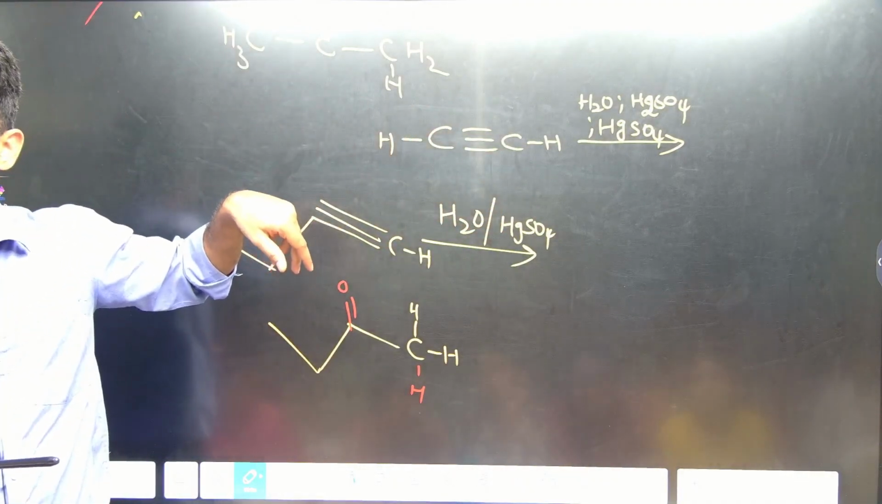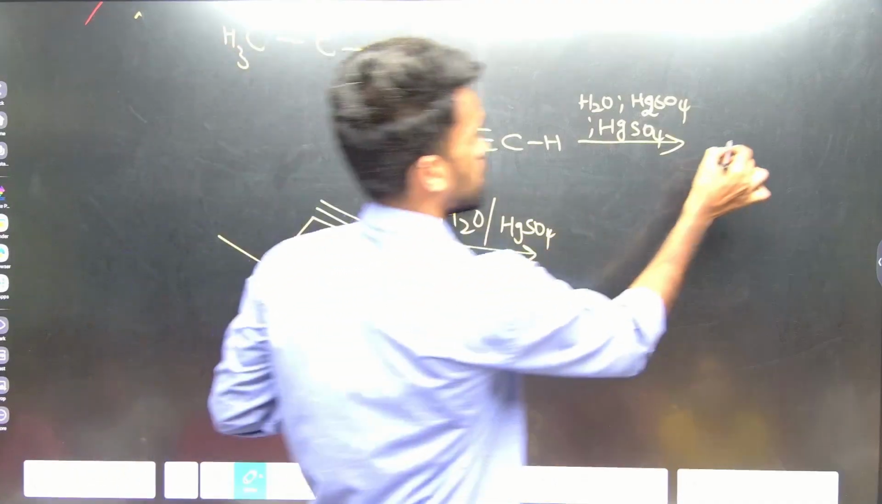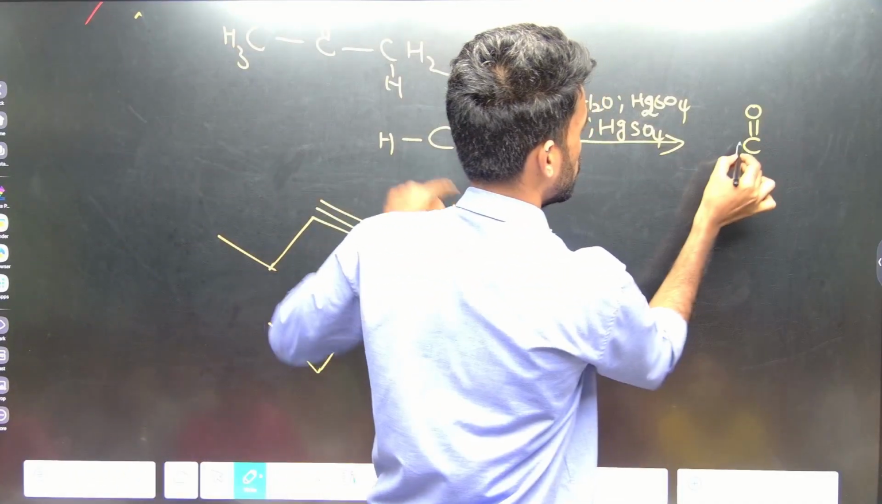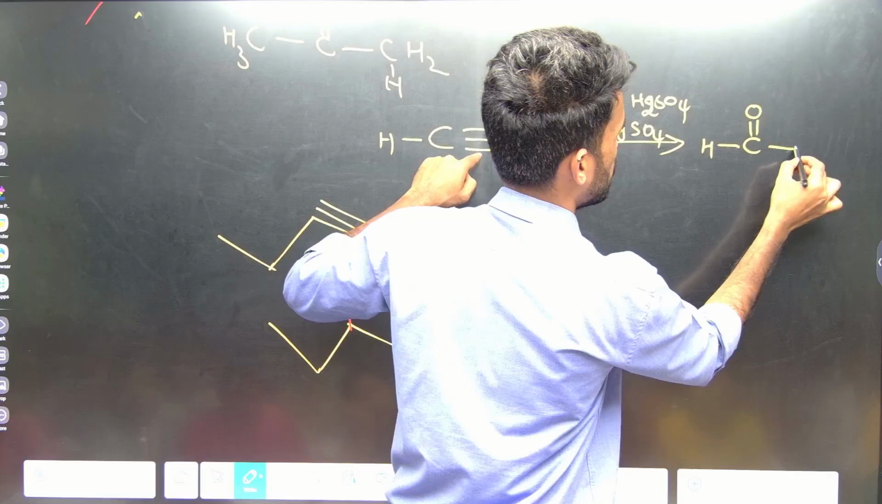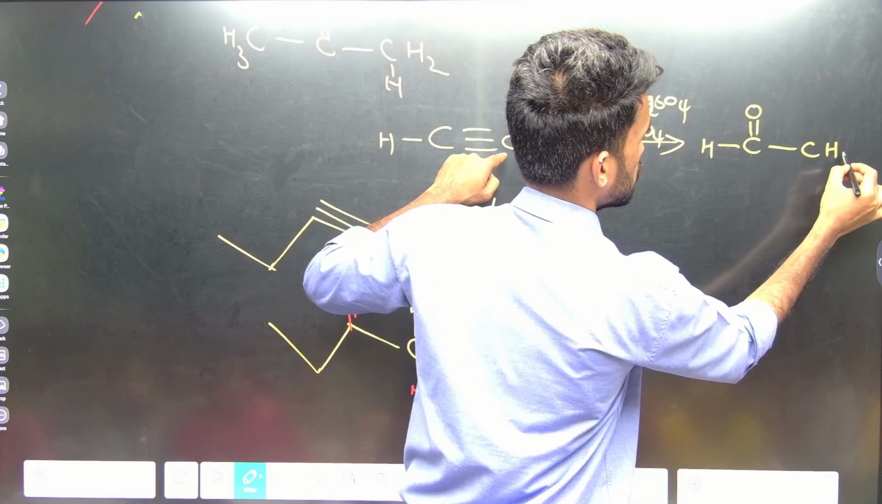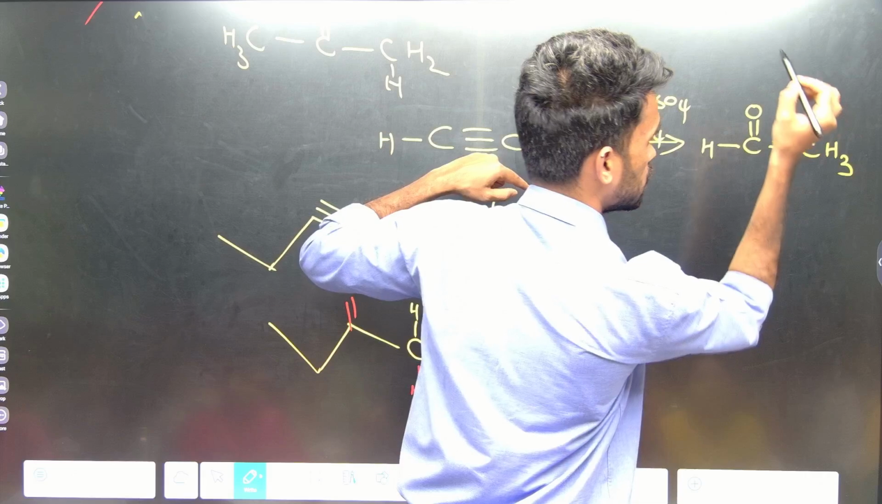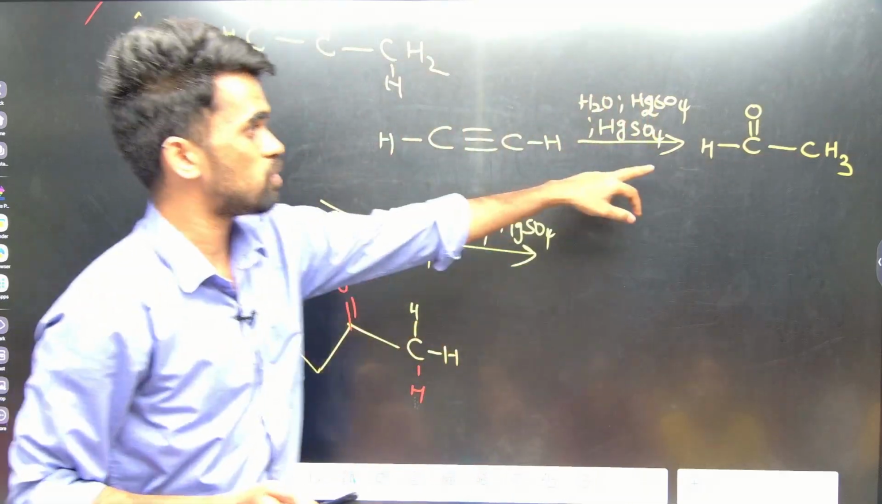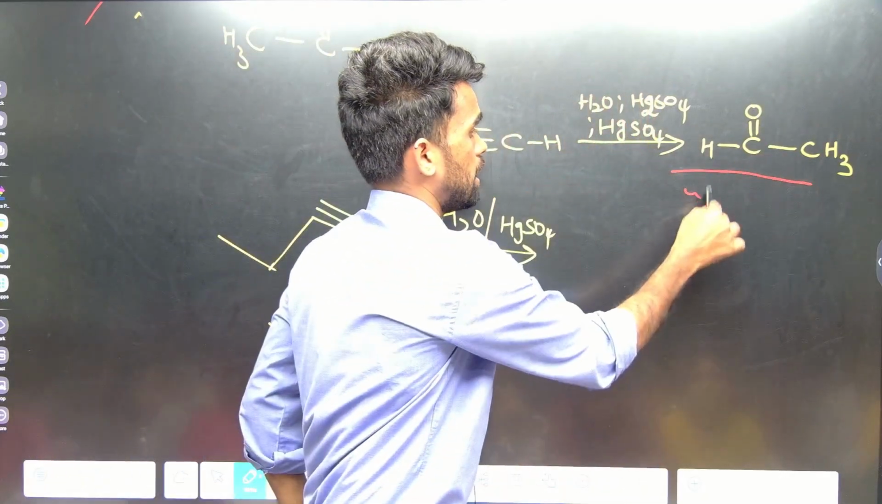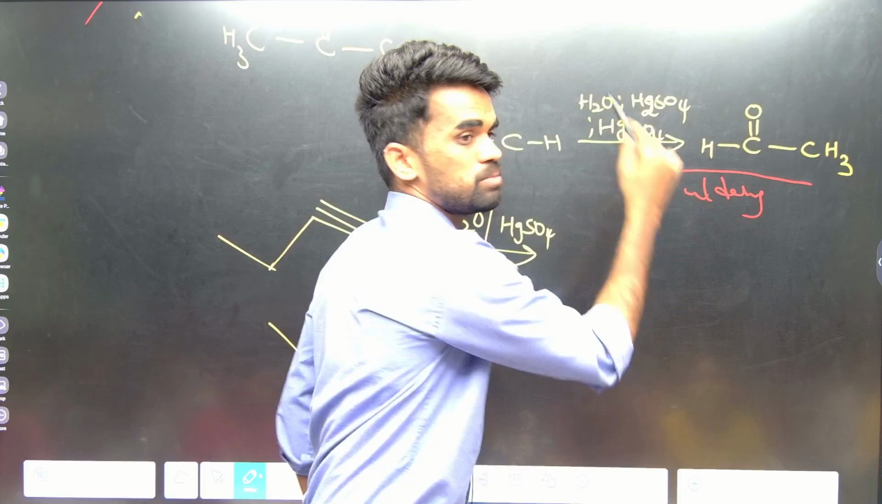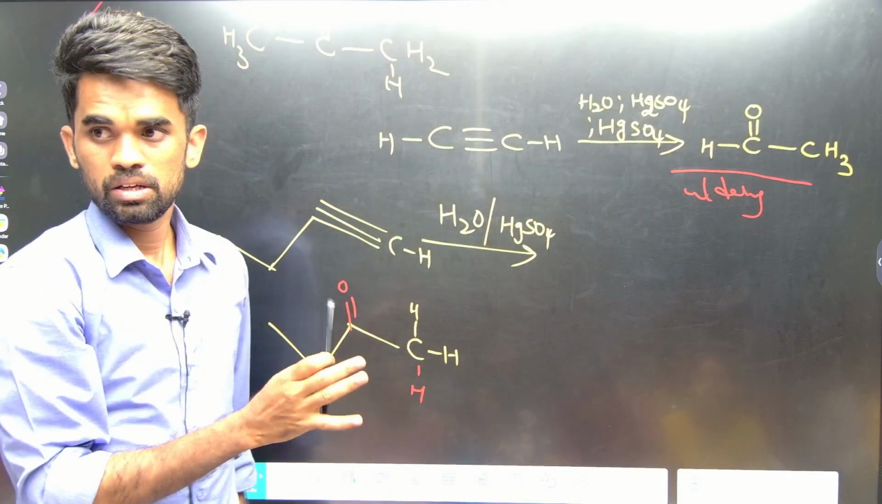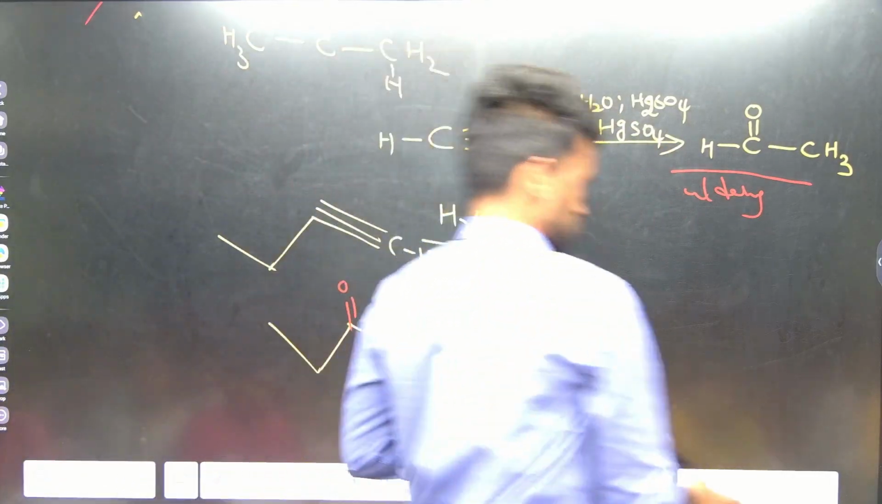Tautomerize it. C, double bond O, hydrogen this side, this will become CH3. You just balance that. So this is what? Acetaldehyde. It is an aldehyde. In all remaining cases, what I am saying? Ketones. Okay, that's it. Remember this.